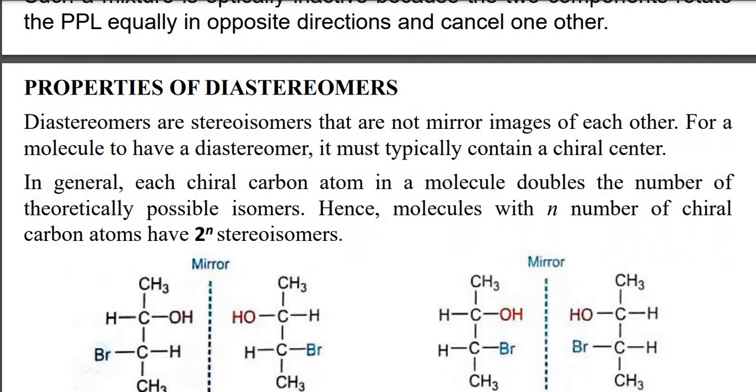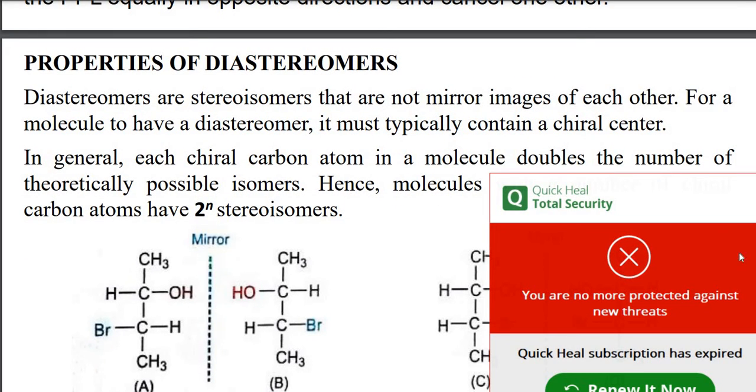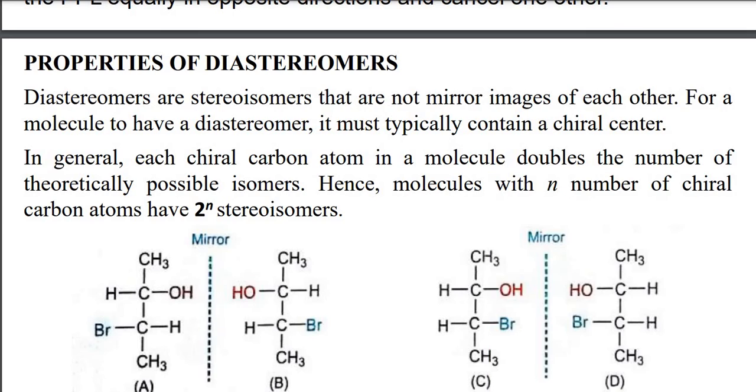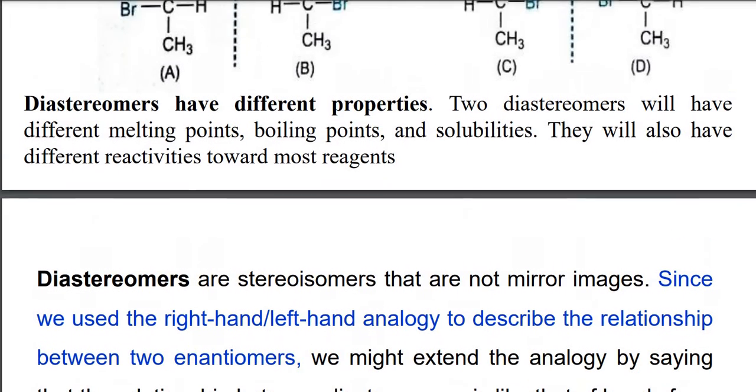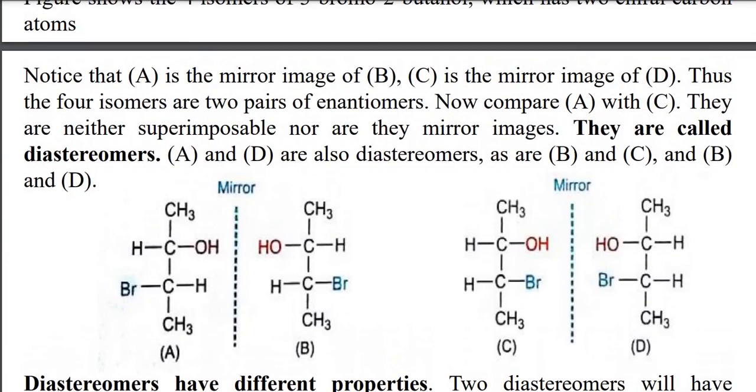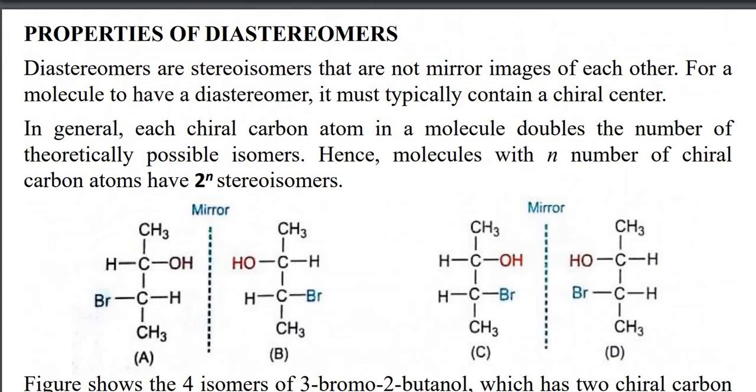So what are the properties of diastereomers? You know, diastereomers are stereoisomers that are not mirror images of each other. For a molecule to have diastereomers, it must typically contain a chiral center. In general, each chiral carbon atom in a molecule doubles the number of theoretically possible isomers. Hence, a molecule with n chiral carbon atoms has 2^n stereoisomers.